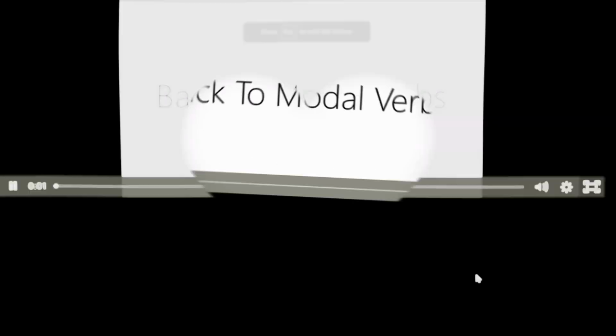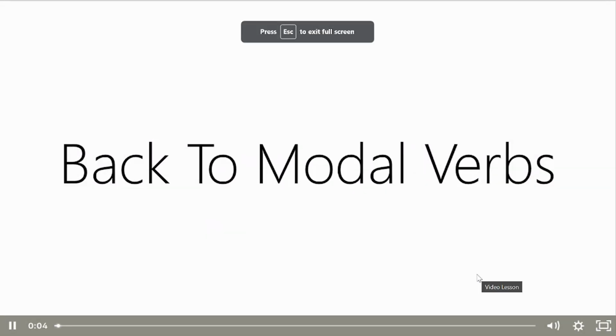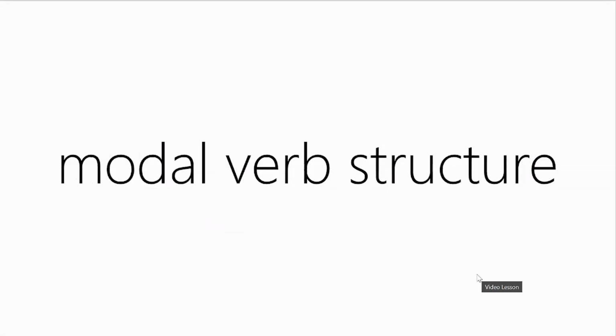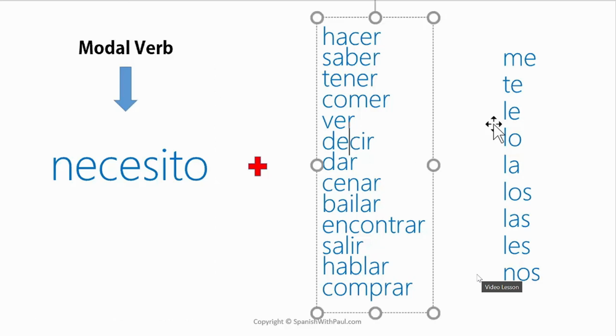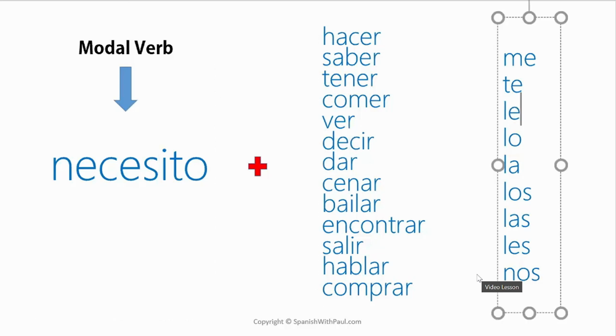What I'd like to do now is get back to modal verbs and revisit the modal verb structure that we've already built together, especially in level 2. If you remember, we had these slides where first of all we would have our example modal verb such as necesito, and then following that we can put any infinitive that we like plus a variety of different pronouns. So to form a phrase like I need to tell her would be necesito decirle. This is the structure that we had.